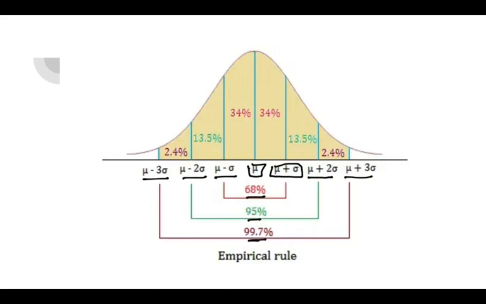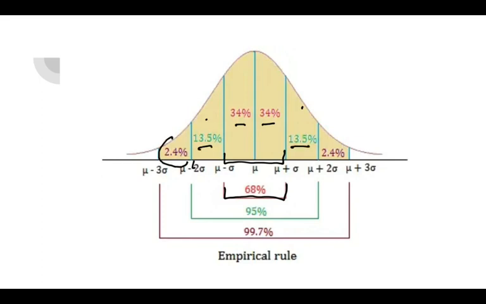But the one nice thing that this slide shows us is exactly how much is in each section. This 68, I could divide it in half, and that's 34 and 34. This 95, which is all of this, so it's the 68 plus a little bit on each side. Well, that little bit on each side is 13 and a half. And then hiding in this last little bit is 2.4%. So those percentages are nice. It's a nice thing to have on hand when you're dealing with the empirical rule, okay?